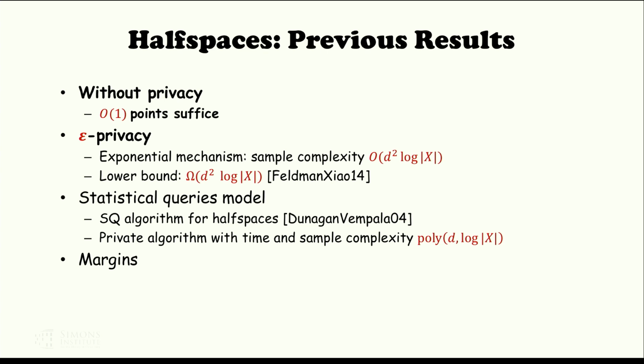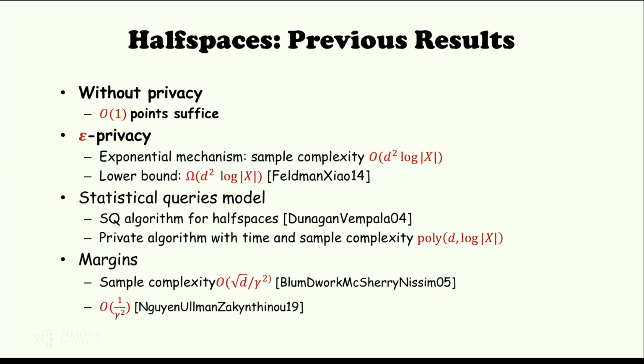And if we have a margin, which was discussed by Mark earlier, Blum et al. showed that we can do it with square root of d over gamma squared samples, where gamma is the margin. And recent results show that you can do it with sample complexity 1 over gamma squared, without dependency on the dimension.